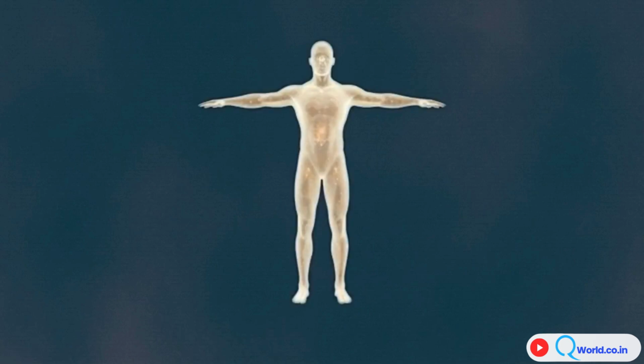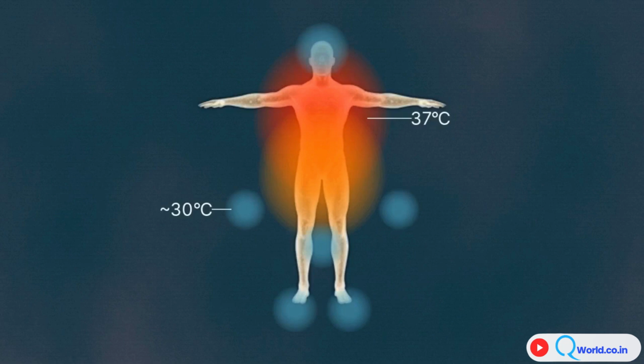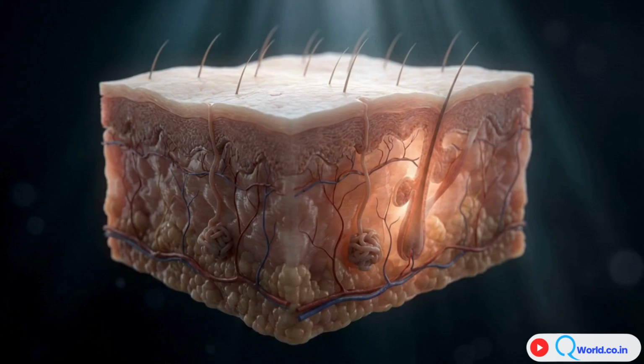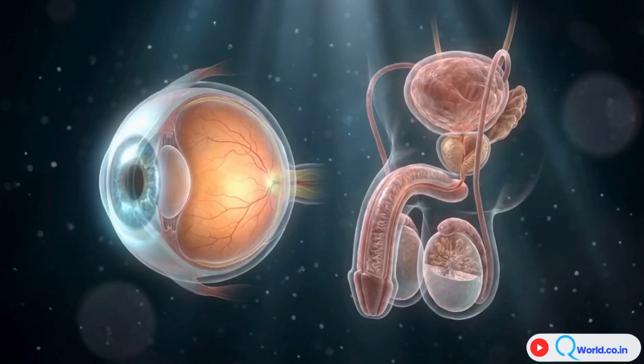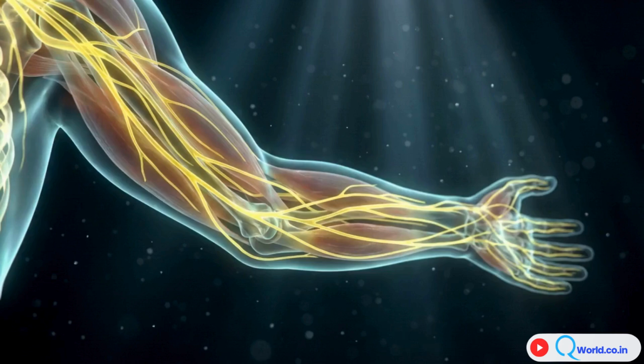The pathogen does not distribute evenly throughout the host. It has a specific tropism, requiring the cooler temperatures found at the body's extremities to survive. It systematically colonizes the skin, the upper respiratory tract, the eyes, the testes, and most critically, the peripheral nerves.